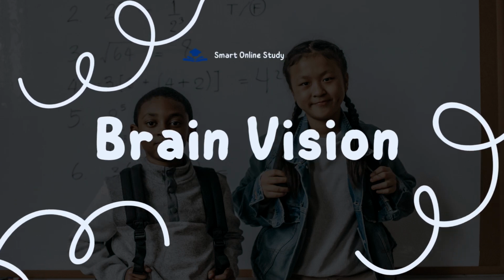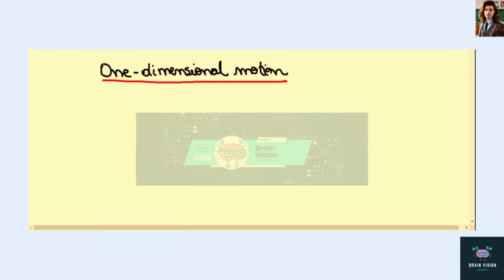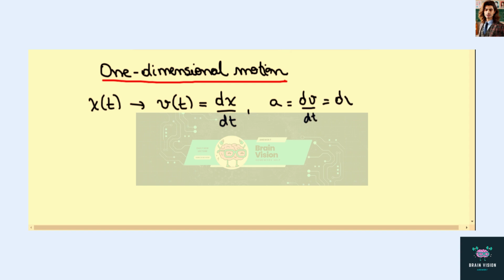Welcome to Brain Vision. In this problem, we're going to talk about several topics concerning one-dimensional motion. So let's say that we have a particle that is undergoing one-dimensional motion where the x-coordinate is given by a certain function x of t. Then we can calculate the velocity of that particle as dx/dt, the acceleration as dv/dt, or d²x/dt², that is the second derivative of x.